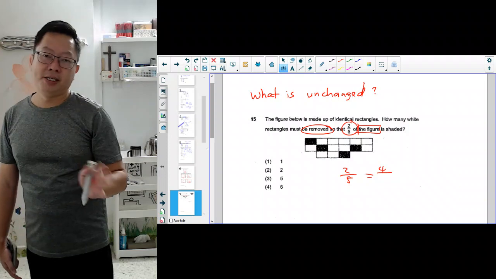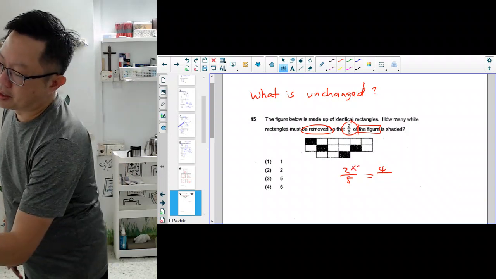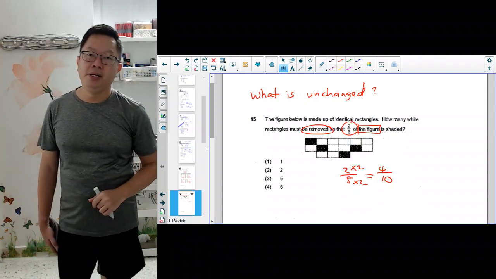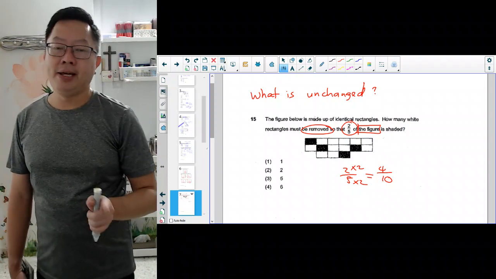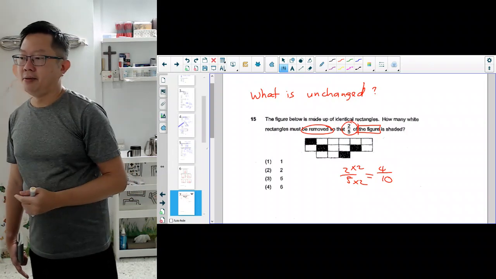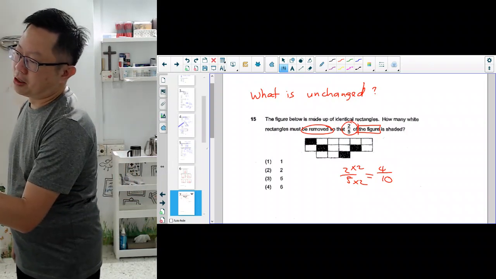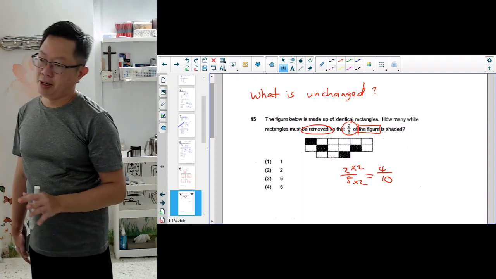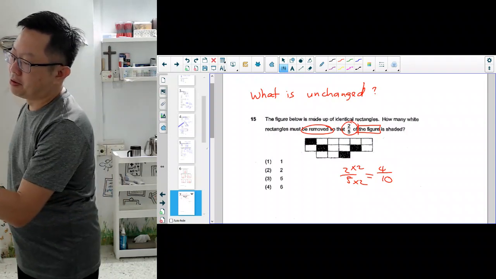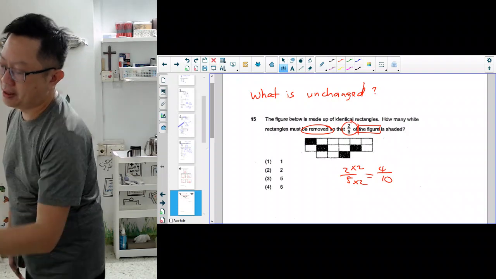Then what is the missing denominator? Then you times 2, you get 4/10. Which means that you need to have only 10 rectangles in the end. But if you look at the figure, how many rectangles do you see? You have a total of 15, right? How many rectangles do you have? You have a total of 15 rectangles. So you have 2, 4, 6, 8, 10, 12, 15.